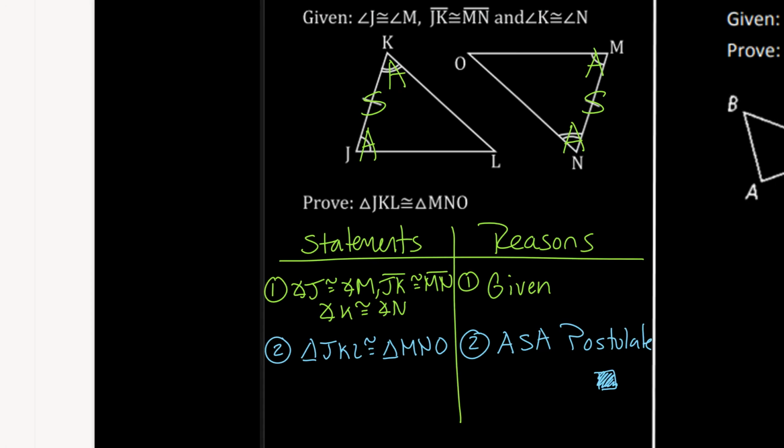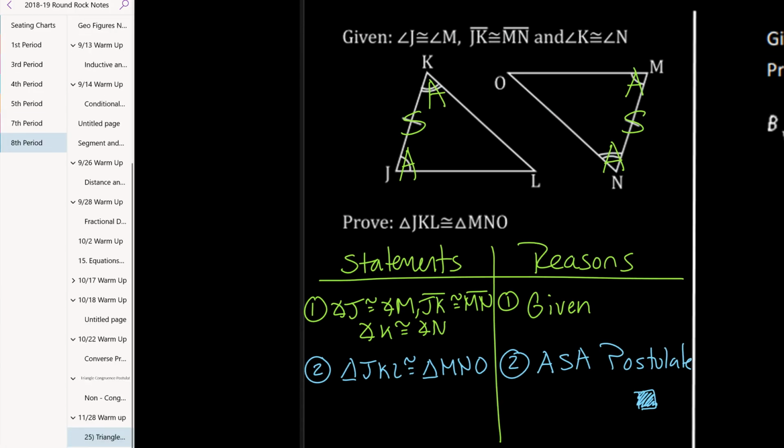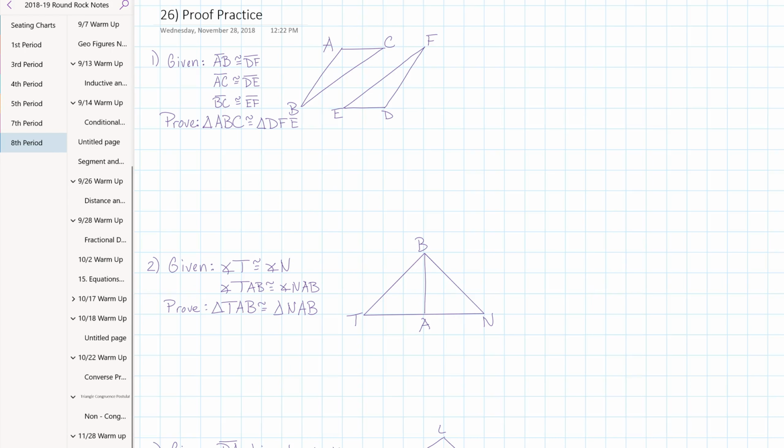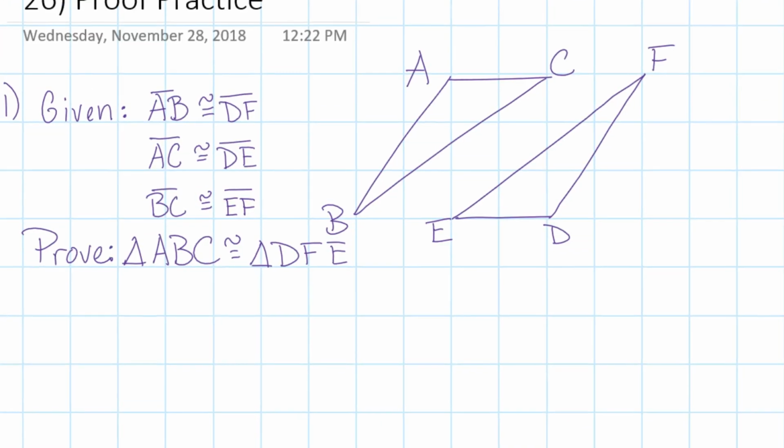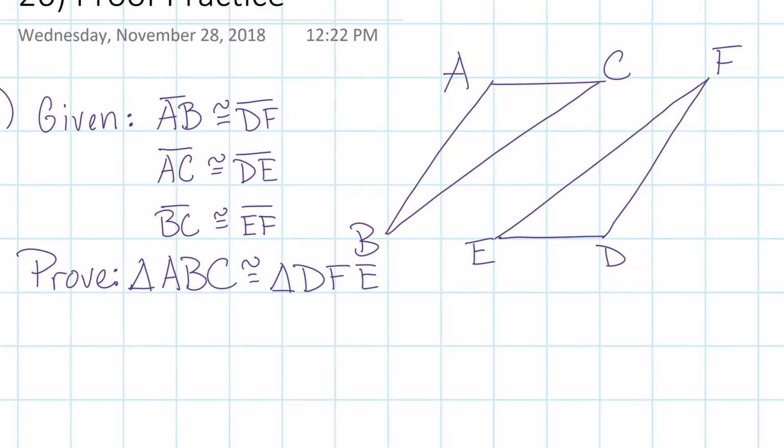Now, I want you to copy this proof down on page 26. So these notes are going in on page 25, so you're skipping a page for these notes. And on page 26 is proof practice. Copy down this problem and write the proof.